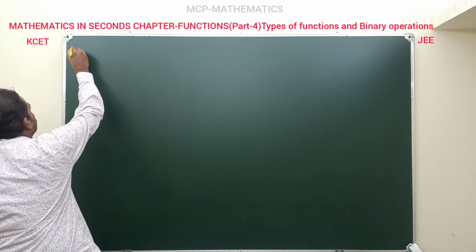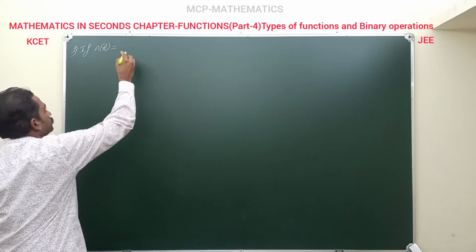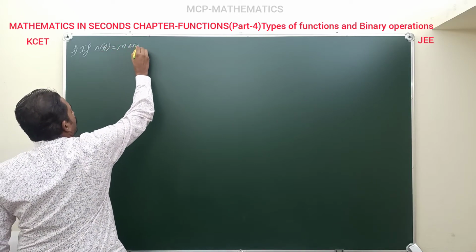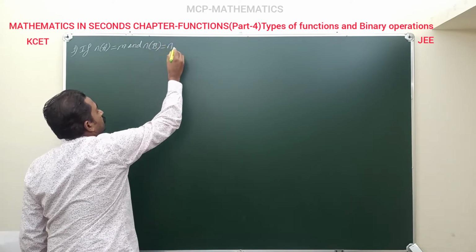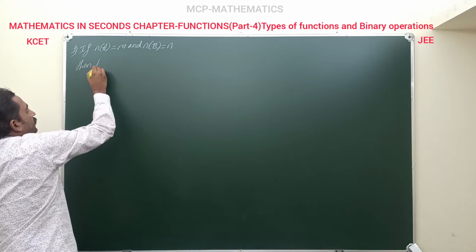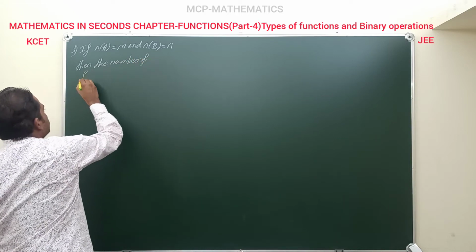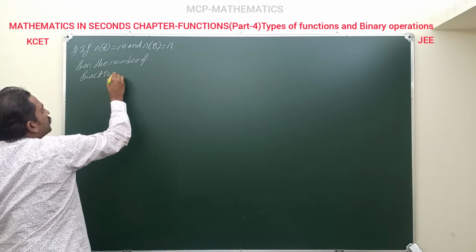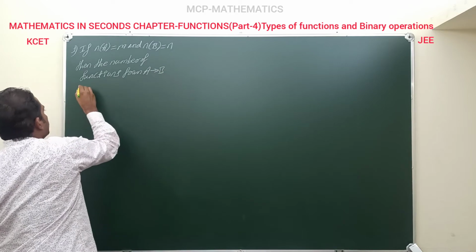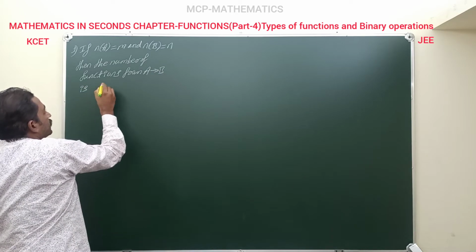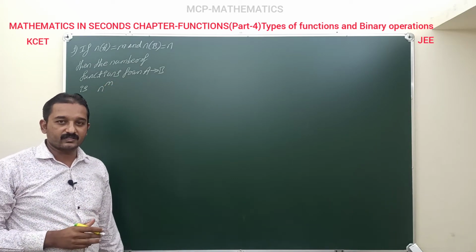Let us start with the first shortcut. If the number of elements in set A is equal to m and the number of elements in set B is equal to n, then the number of functions from A to B is equal to n to the power of m. Using this formula, we find the number of functions from A to B.